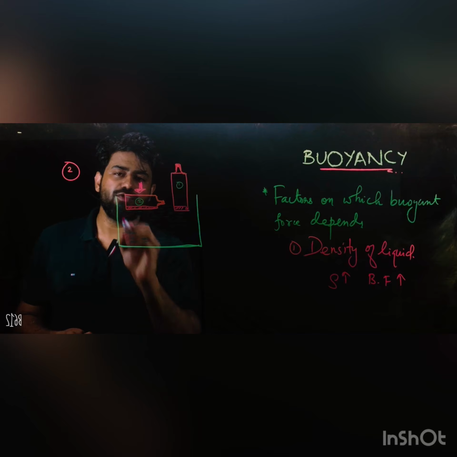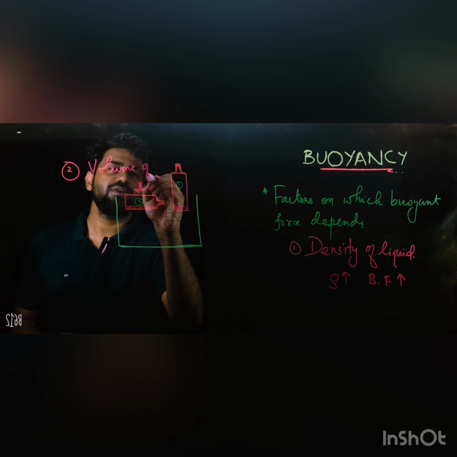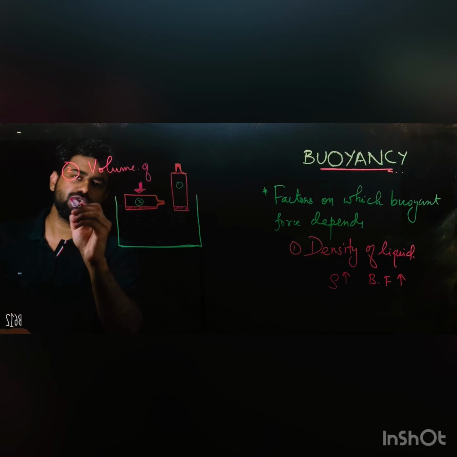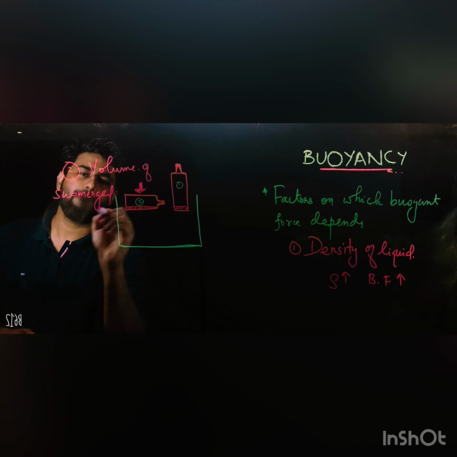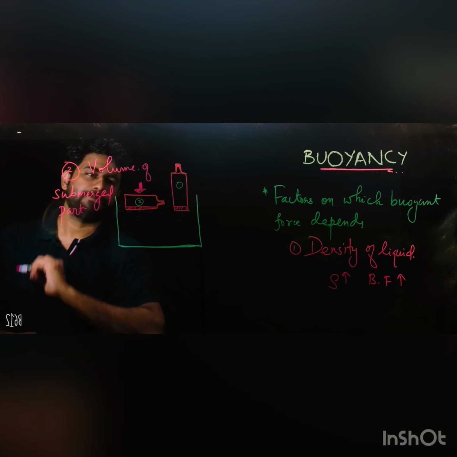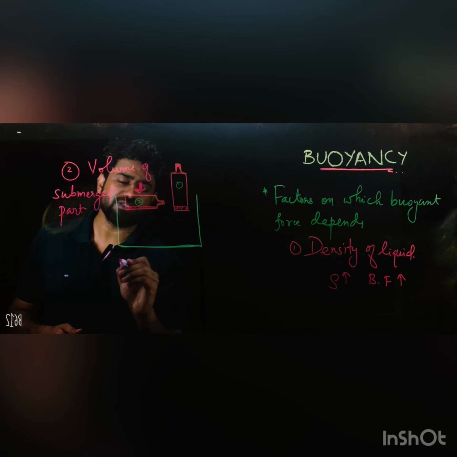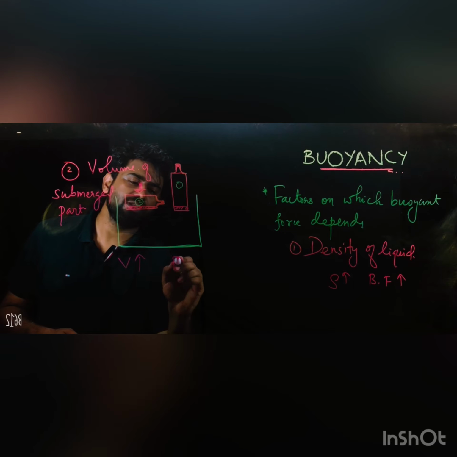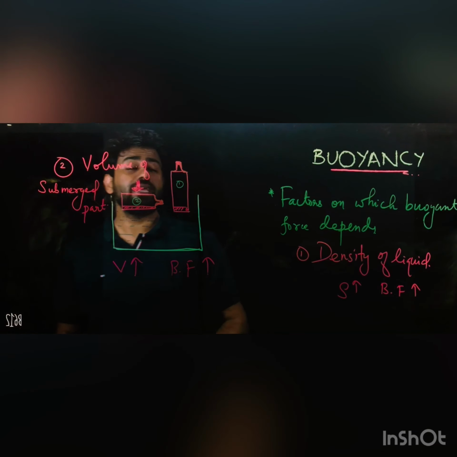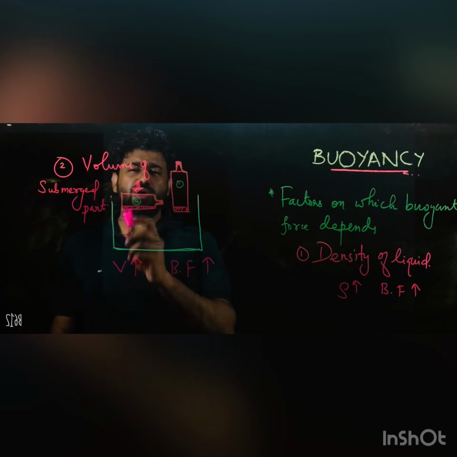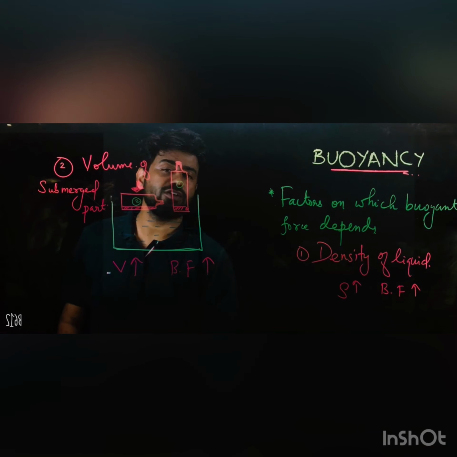So the second important parameter is the volume of the submerged part. The higher the volume of the submerged part, the more the buoyant force. And one more thing that should be kept in mind is that it depends only on the volume of the submerged part and not on the nature of the material.